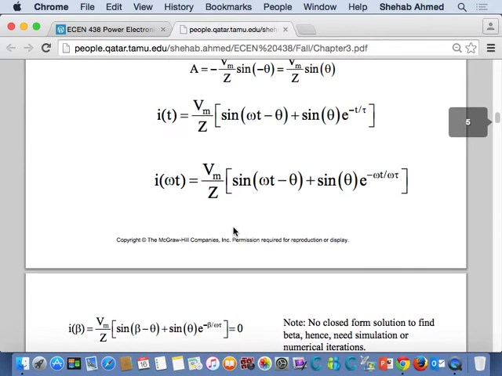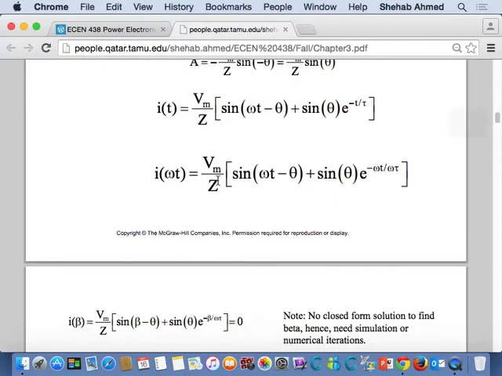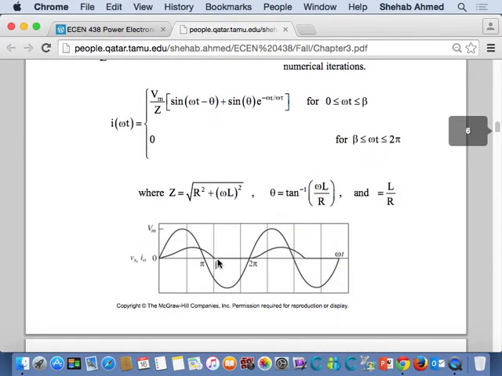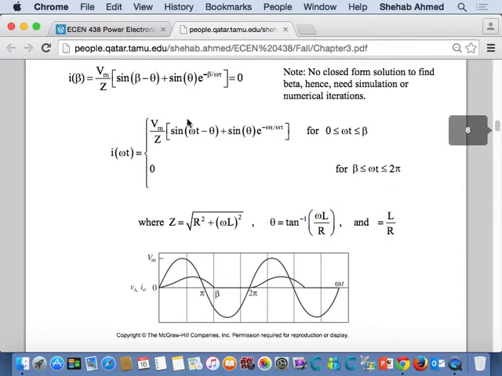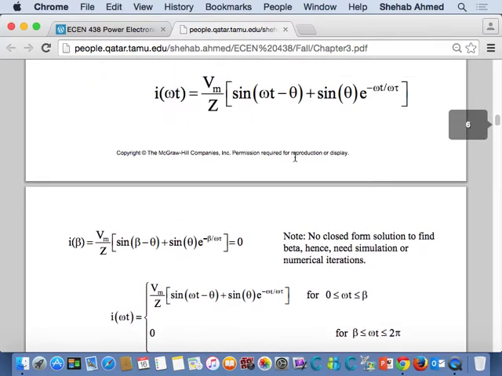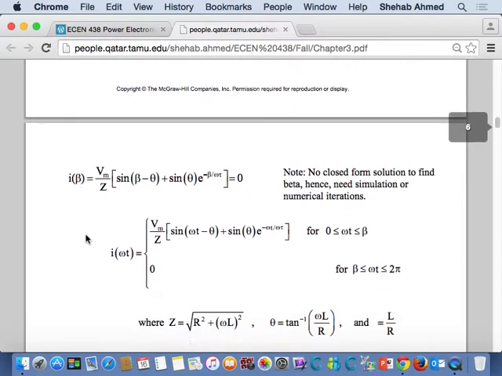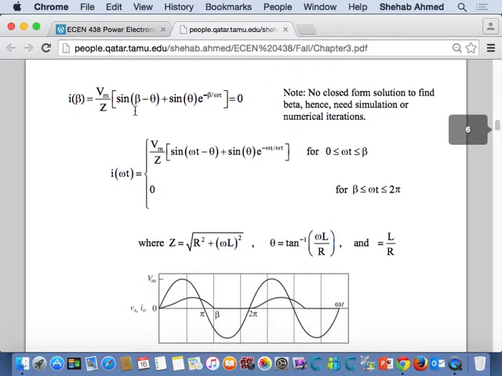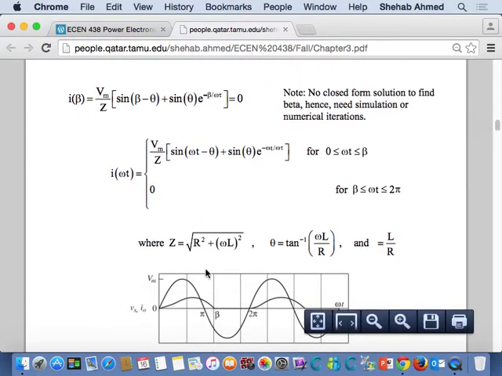So now I have an equation for current, right? I would like to be able to find beta. Remember last time we said we want to find beta, and it will depend on the values of R and L and the equation of current. I know what happens at beta: the current becomes zero at beta as well.